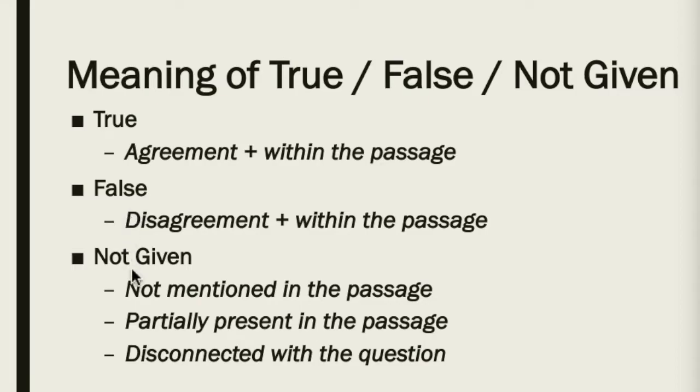Now, there are three conditions in which you treat the given statement as Not Given. A, if it is not mentioned in the passage at all, which is usually not the case, but even if it is not mentioned, you mark it as Not Given. Secondly, if it is present but only partially, partly there, partly not there. And thirdly, if it is disconnected from the question. So if any of these three conditions occur, you know what to do.